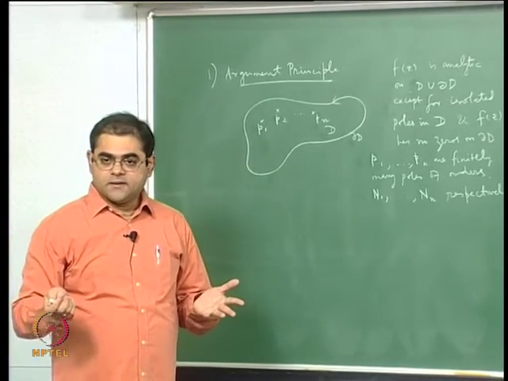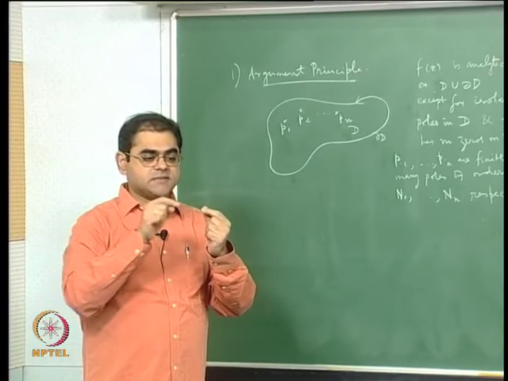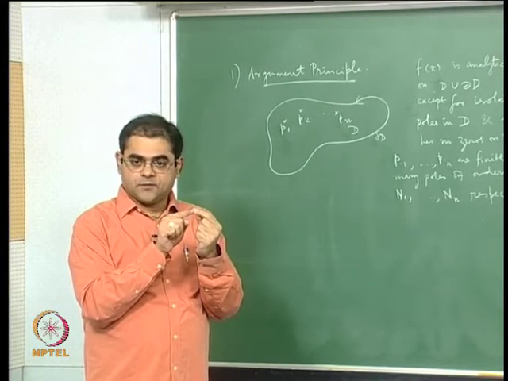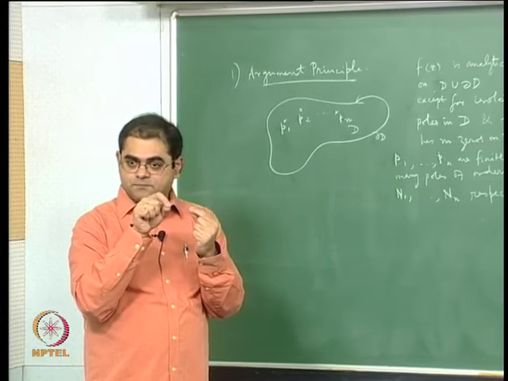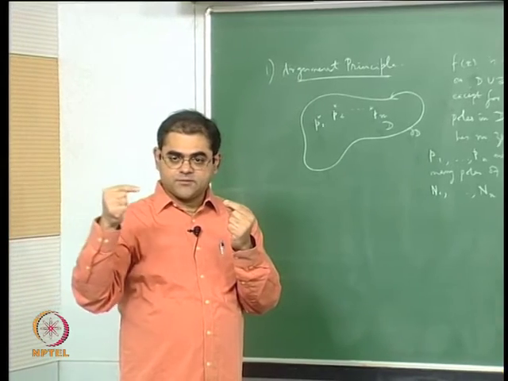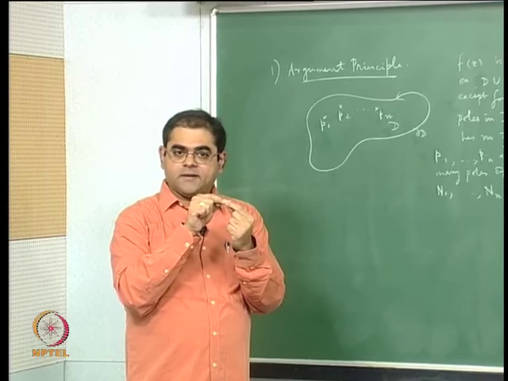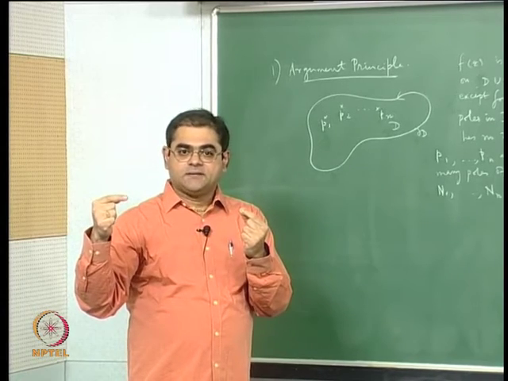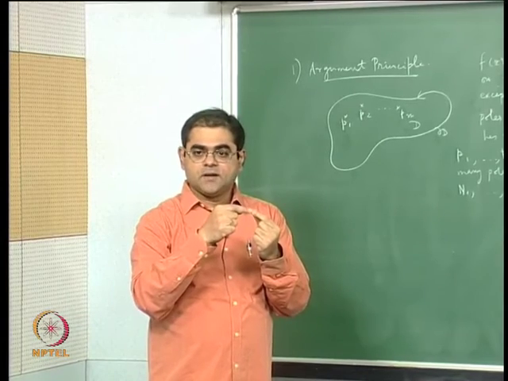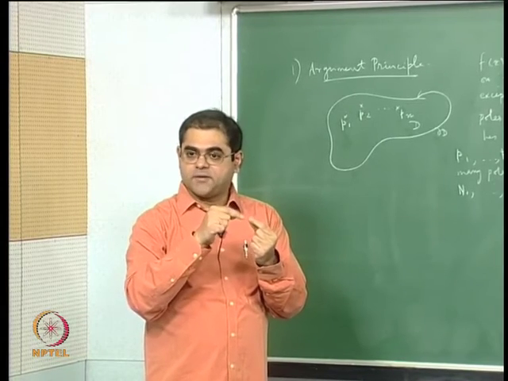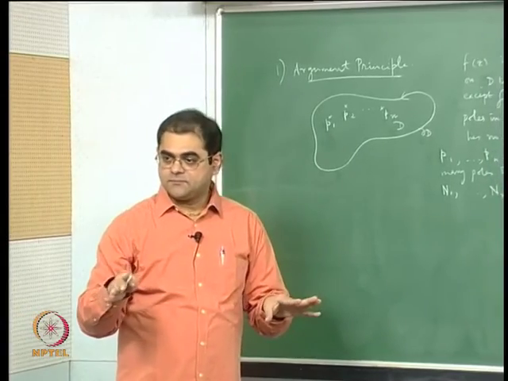See, if you have a zero that's not isolated, it means that in every neighborhood of the zero you can find another zero, so you can find a sequence of zeros which go to zero. And therefore what happens is that your function is zero on a set which has an accumulation point, and the identity theorem will then tell you that the function has to be identically zero.